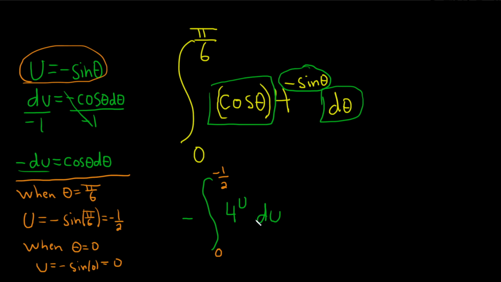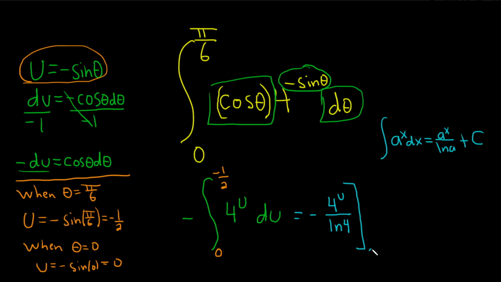So to integrate this, we have to use a formula. If you have the integral of a to the x with respect to x, this is equal to a to the x divided by the natural log of a plus our constant of integration, capital C. So in this case, our a is 4. So this will be equal to negative 4 to the u divided by the natural log of 4. However, we don't need the C because this is a definite integral. Instead, we'll write the bracket and then write down our limits here. So 0 and negative 1 over 2.